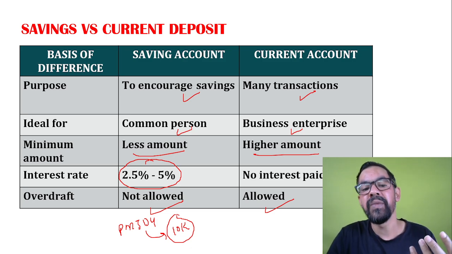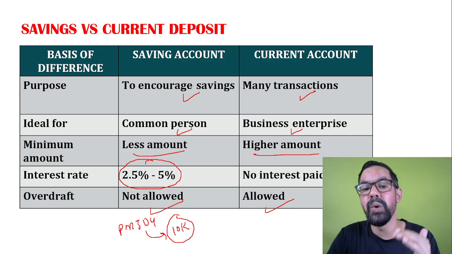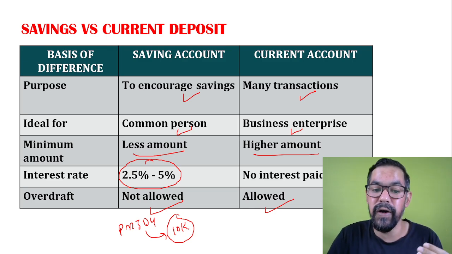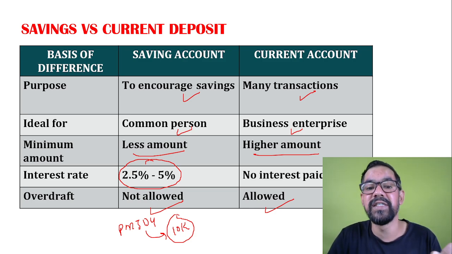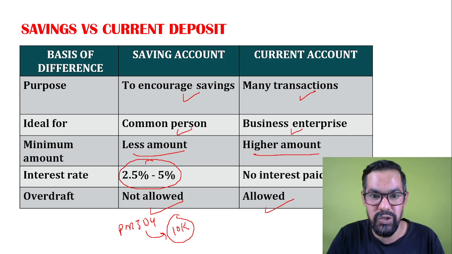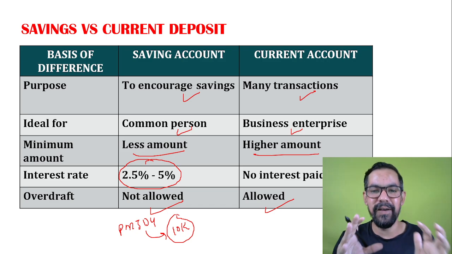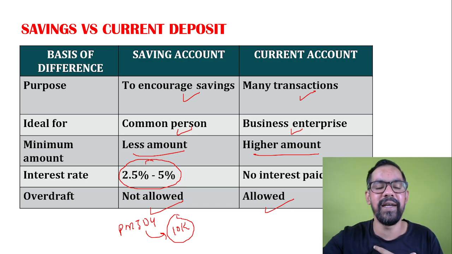But in case of PMJDY, if your account is in operation from last 6 months, you can take a benefit of overdraft facility up to 10,000 rupees. Okay, because it's a part of government sponsored scheme, right? So hope you get this particular thing clearly, and the difference between the saving account and current account.